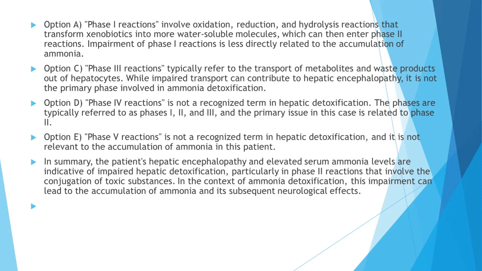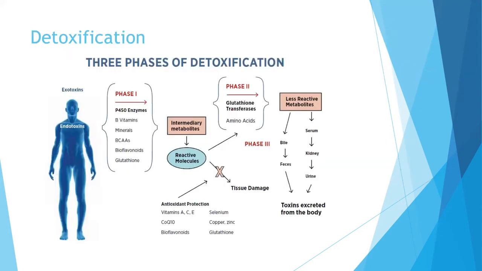So in summary, the patient's hepatic encephalopathy and elevated serum ammonia levels are indicative of impaired hepatic detoxification, particularly in the phase 2 reactions that involve the conjugation of toxic substances. In the context of ammonia detoxification, this impairment can lead to the accumulation of ammonia and its subsequent neurological effects. Now let's talk about some of the phases of detoxification. We know that there is phase 1, phase 2, and phase 3.